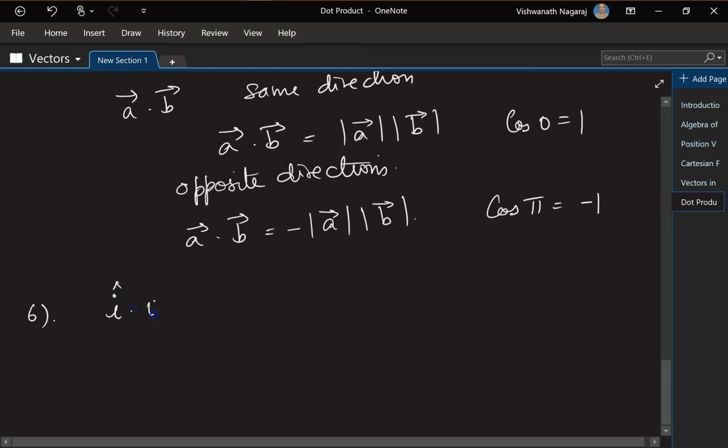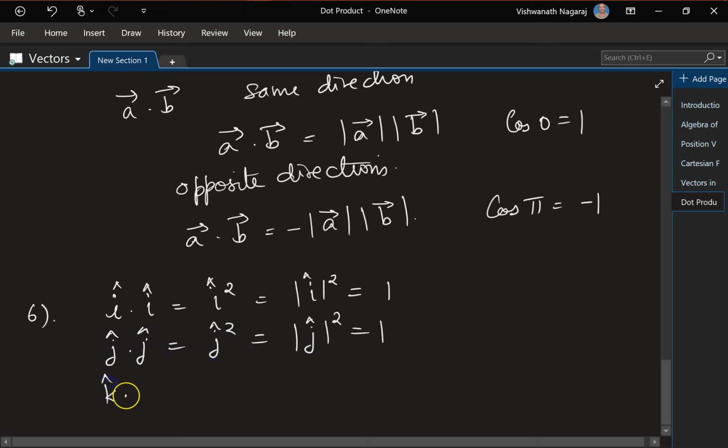I cap dot I cap is equal to what? It is equal to I cap square, which is equal to magnitude of I cap square, which is equal to 1. Which means this would be the case in all the other 3 cases as well, J and K.